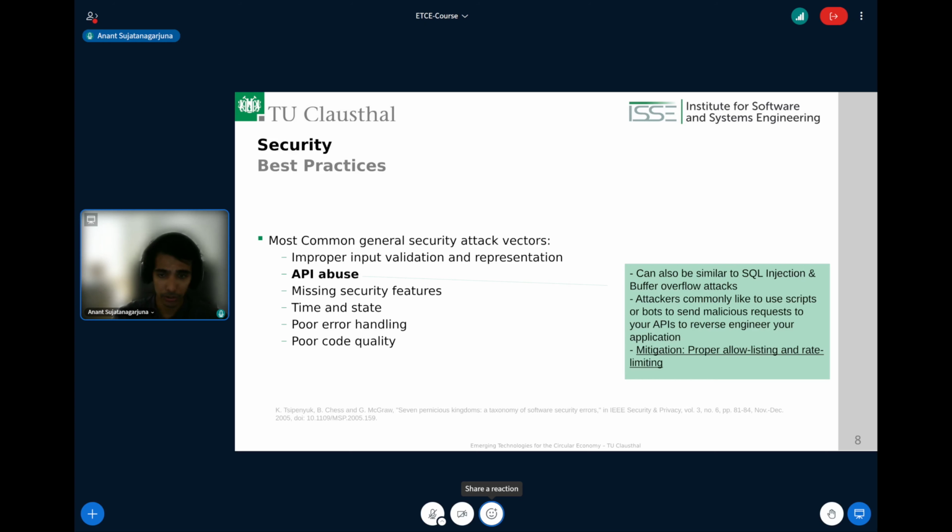And again, make sure you have allow listing and not deny listing, and rate limiting. Don't let people just send a million gigabytes of data per second to your server. If this is just a data application that requires only a few kilobytes every minute, then make sure that you're limiting how much data someone can send from any particular device.